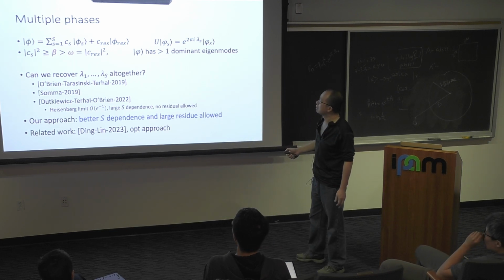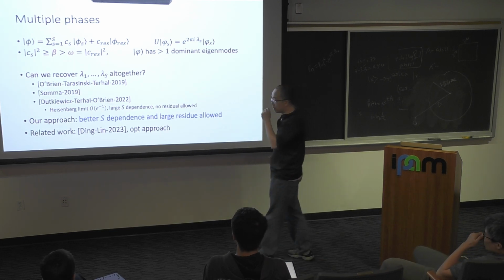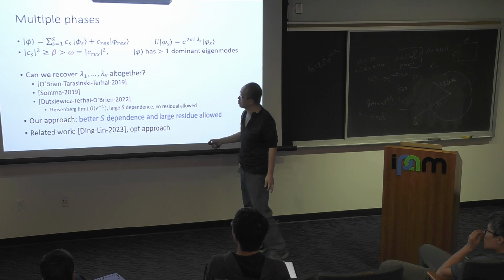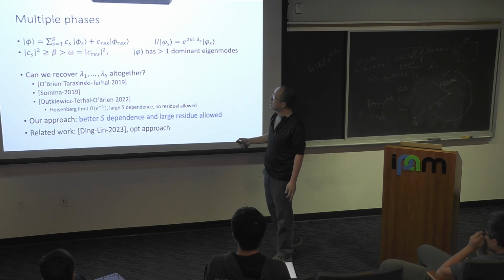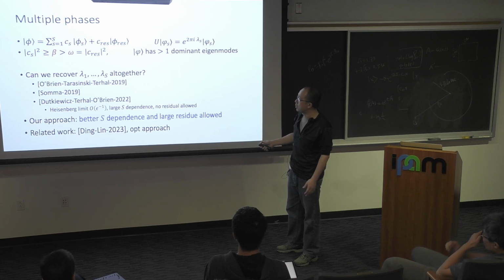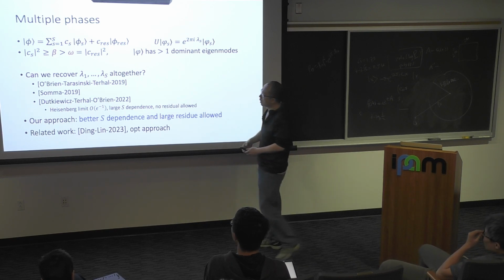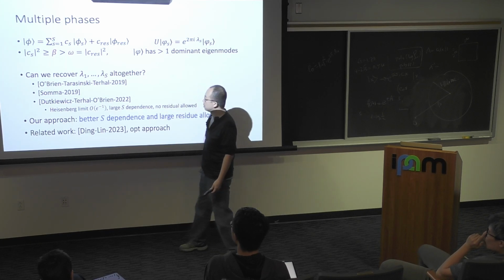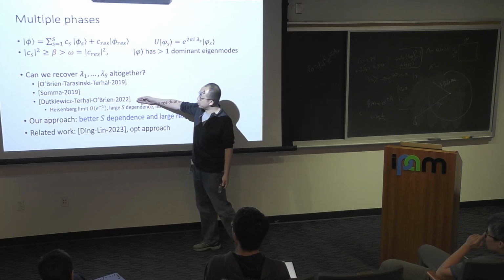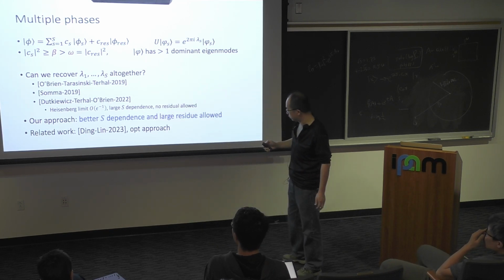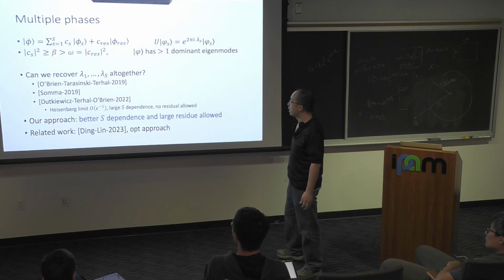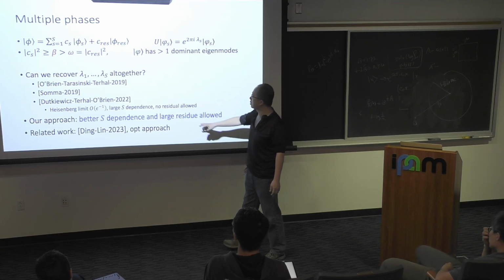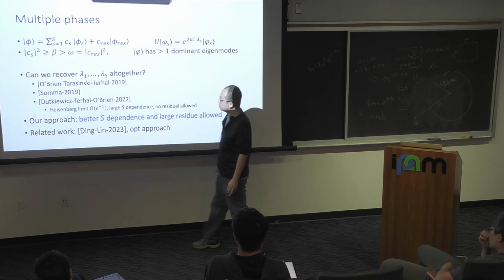Now the question is, can we discover lambda 1 all the way to lambda s altogether? Well, there's already been some work in the literature. I think the first paper is this one, O'Brien, Tara, Shinki, and also Tahal. And Soma has a paper that appeared the same year. I believe these are pioneering papers, but they don't reach the Heisenberg limit. The first paper that reached the Heisenberg limit is this paper by Dawkowicz, I apologize for the pronunciation, and Tahar and also O'Brien. This paper does reach the Heisenberg limit, but the dependence on S, the number of modes, is actually pretty large, and it did not discuss what happens when you have the residual.